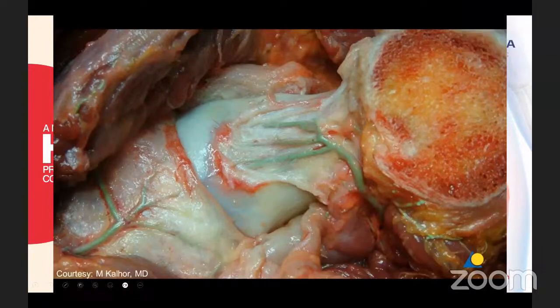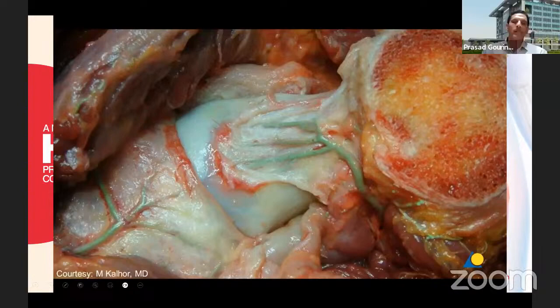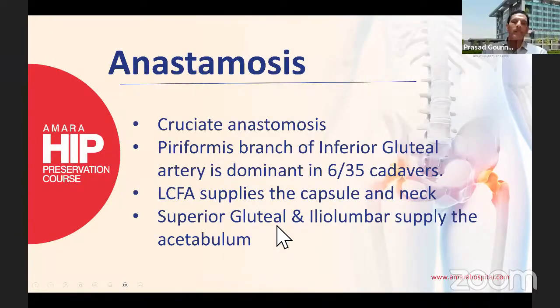The lateral circumflex does not contribute to the head, only supplies the capsule and the neck. Superior gluteal and iliac supply the sternum. Here this vessel again, the inferior gluteal branch, coming at the bottom of the piriformis. So your dissection, when you do surgical dislocation, should be proximal to the piriformis and not below the piriformis.